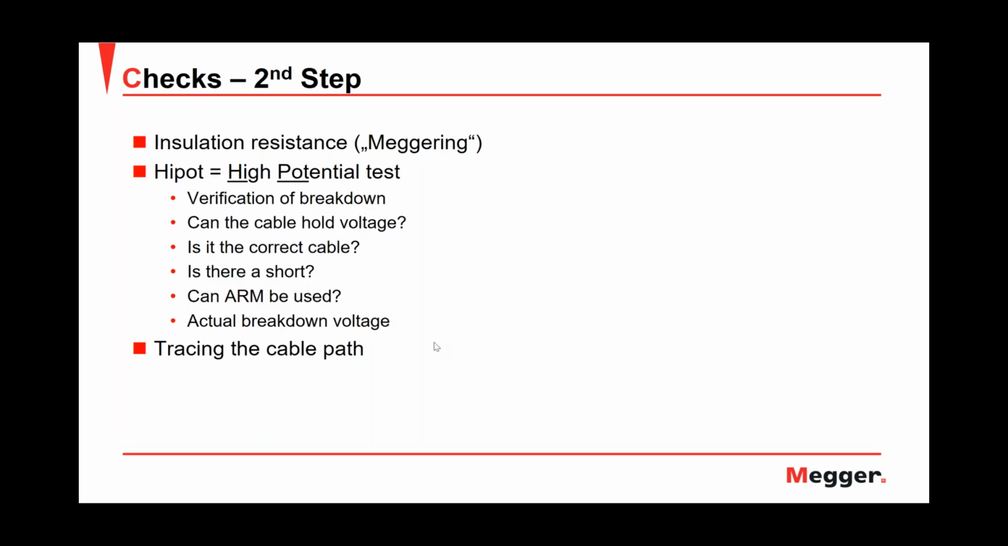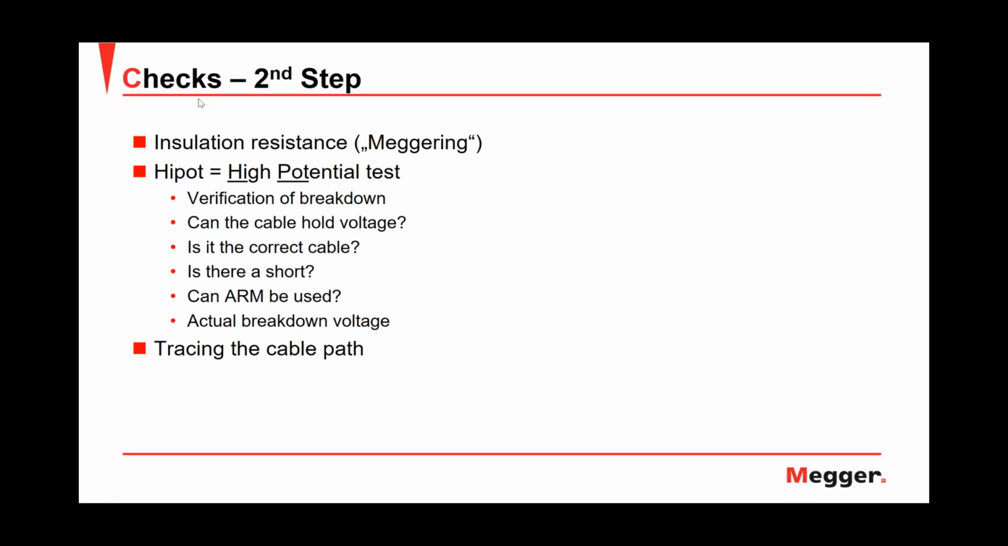Let's continue with the second step, that is the checks. As I said previously, in the checks, what I want to learn is two pieces of information. The first one is which one is the faulted cable. I want to confirm which cable has the fault. And the second piece of information that is very important is the breakdown voltage of my fault. These are the two pieces of information I would like to learn during the checks process.